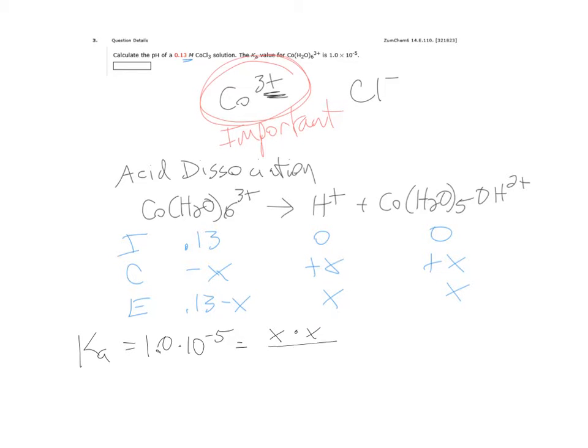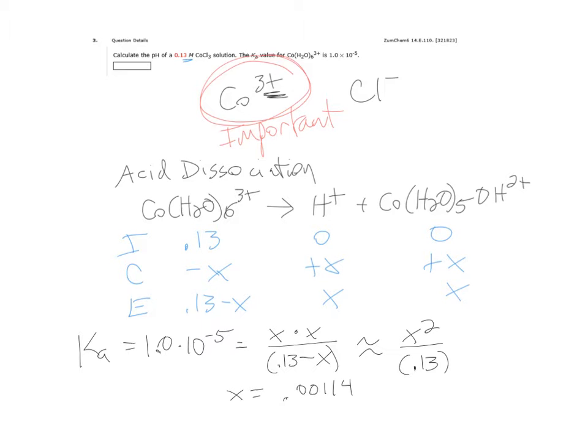Just like always, product concentrations all divided by reactant concentrations. We'll go ahead and make the mathematical assumption that the quantity 0.13 minus x is roughly equal to 0.13. When we solve for x, we get 0.00114, which is less than 5% of 0.13.